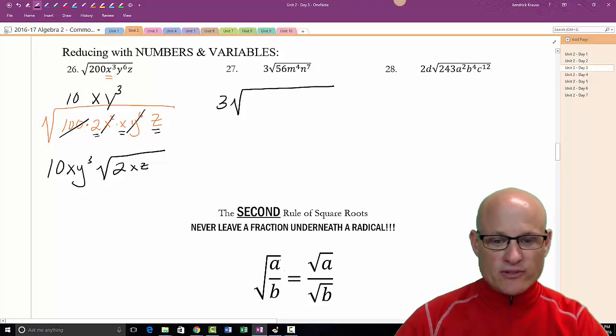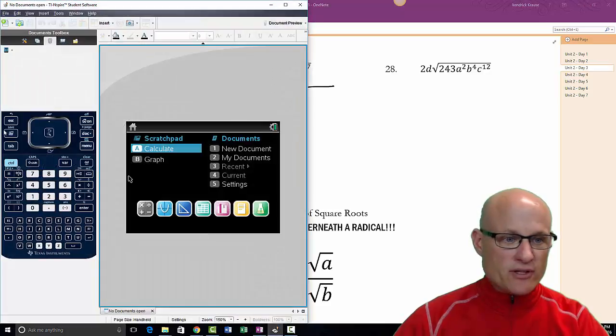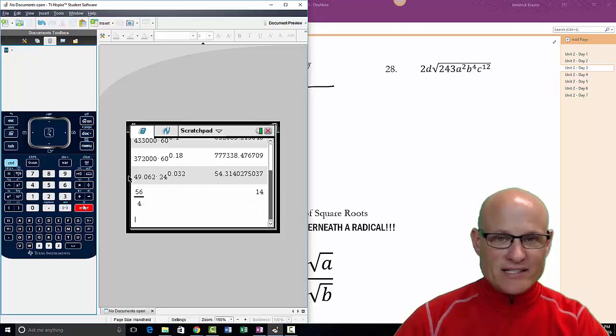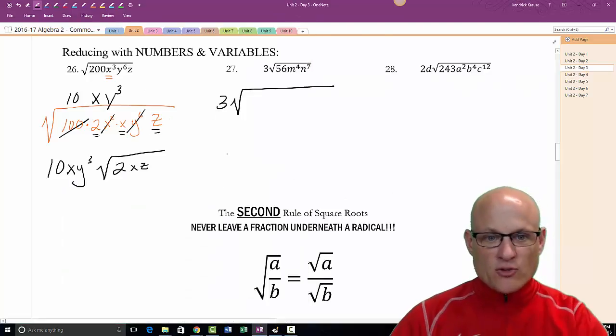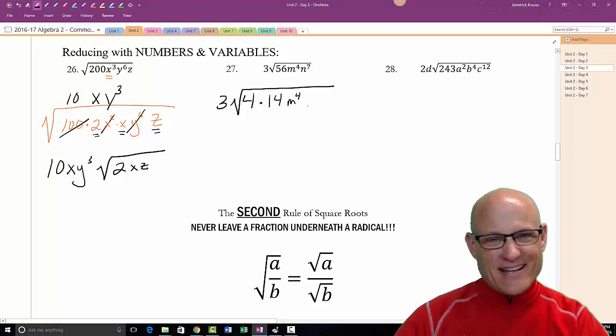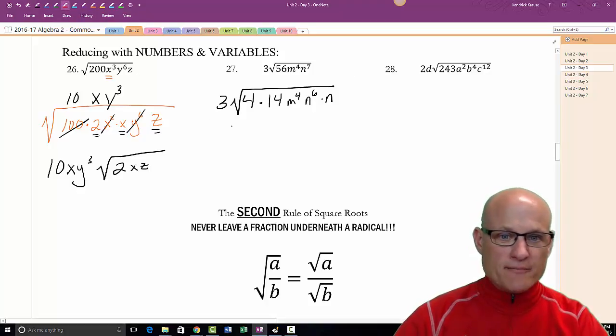All right, now let's go. 56. 4 goes into 56, right? How many times does 4 go into 56? 56 divided by 4, 14 times. Is there any perfect square that goes into 14? I didn't think so. So we're going to rewrite this simply as 4 times 14. M to the 4th is even, so we'll just leave it. But n to the 7th is not. So we want the closest even number to 7 we can get. We'll write it as n to the 6th times n, because that makes 7 n's. And as long as it's even, we're okay.